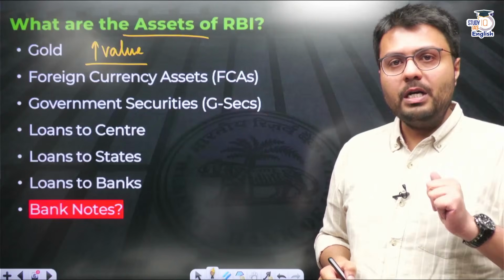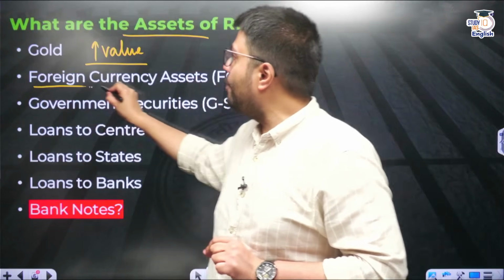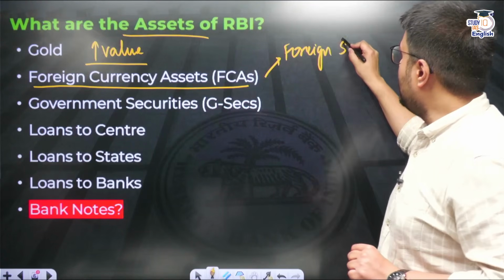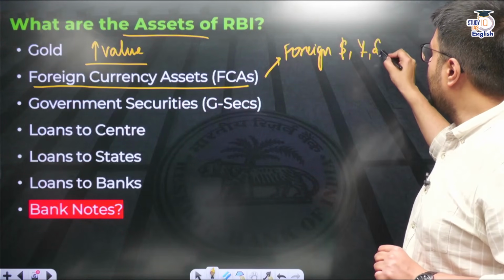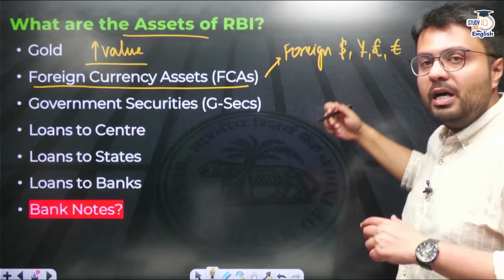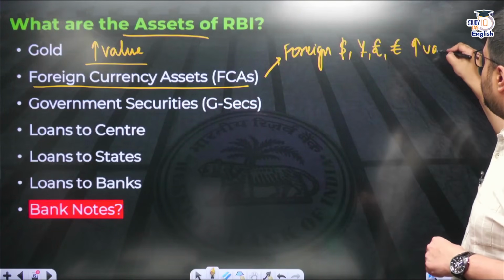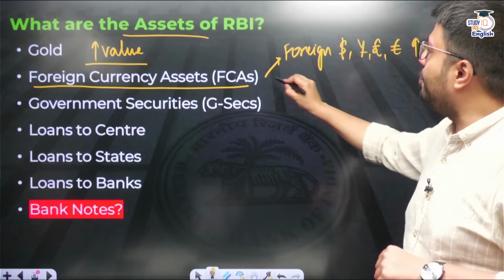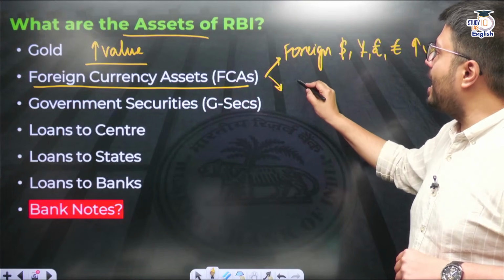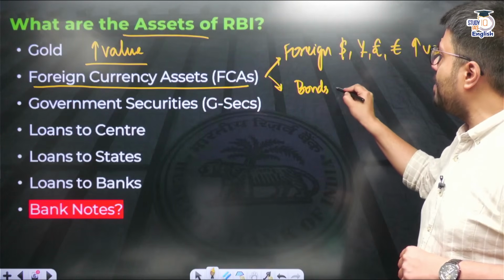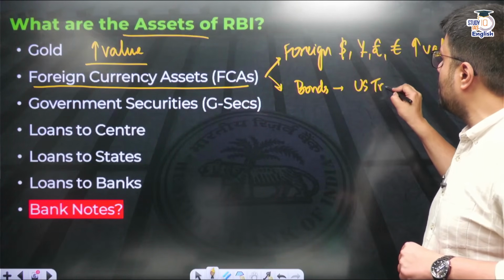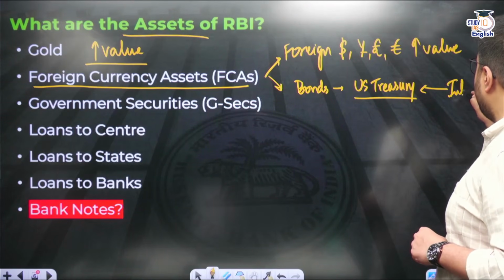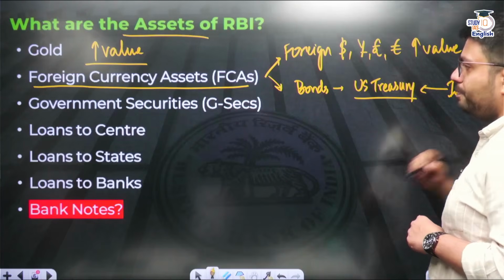In addition to its gold, RBI also has a sizable portion of foreign currency assets. This includes foreign currencies like the US dollar, yen, pound, euro, and if the value of these currencies increases or decreases, it enables the RBI to generate a significant chunk of profit. Similarly, RBI also has bonds issued by many foreign governments, like US Treasury bonds, and these US Treasury bonds and other bonds enable RBI to generate a significant amount of interest.